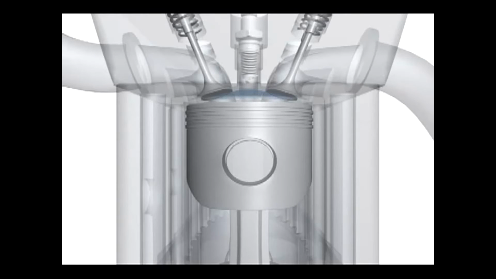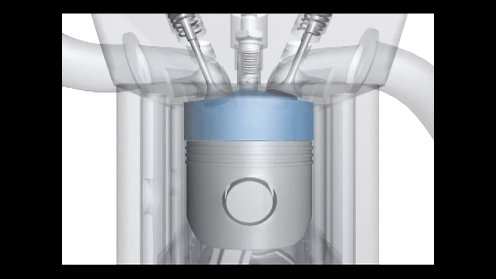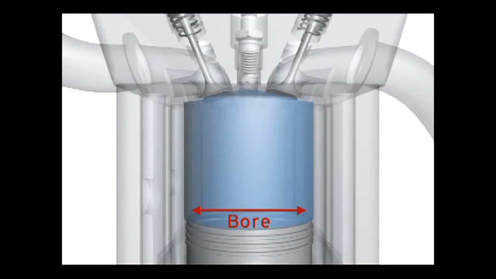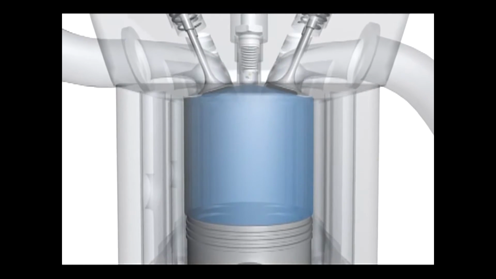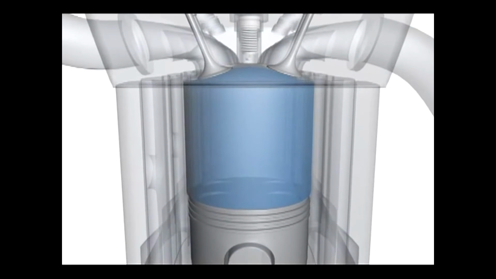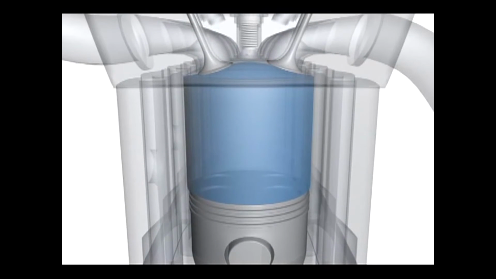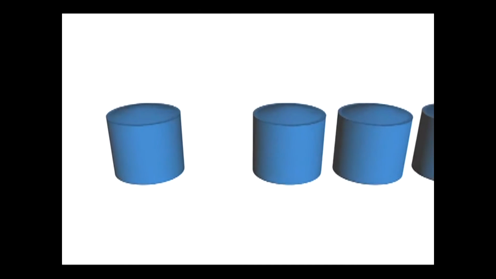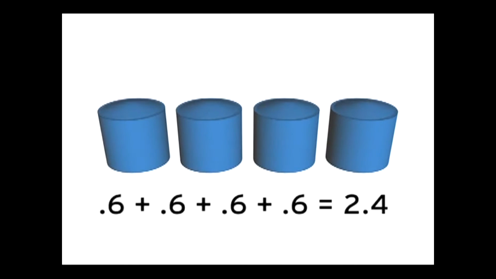Engine displacement is how the internal size of an engine is described. It's measured as the cylinder bore times the length of the piston stroke. This is multiplied by the total number of cylinders and is usually expressed in liters or cubic centimeters. For example, a 2.4-liter four-cylinder engine has a total displacement when adding together all four cylinders of 2.4 liters.